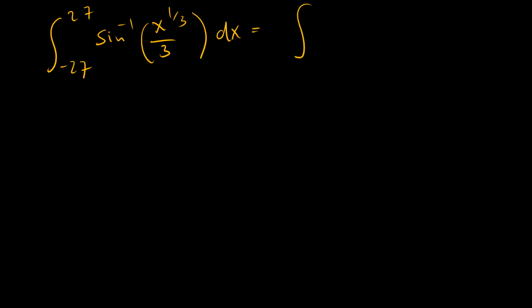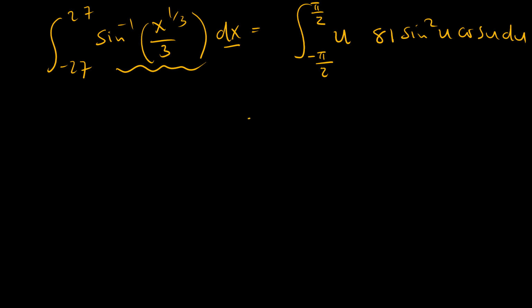Therefore, the integral from negative 27 to positive 27 of the arc sine of x to the power 1/3 over 3 dx is equal to the integral from negative pi over 2 to pi over 2, where this part here becomes u and dx becomes 81 sine squared u cosine u du. So this becomes 81 times the integral from negative pi over 2 to pi over 2 of u sine squared u cosine u du.